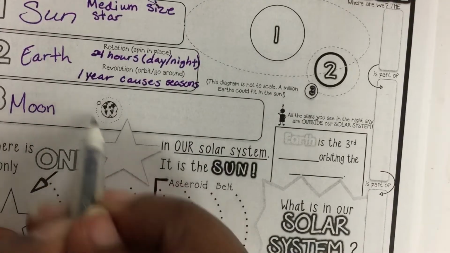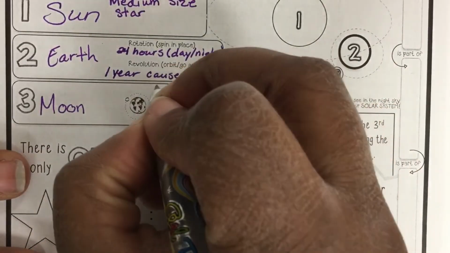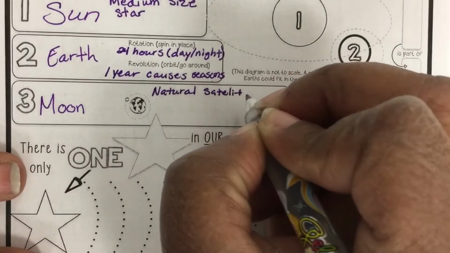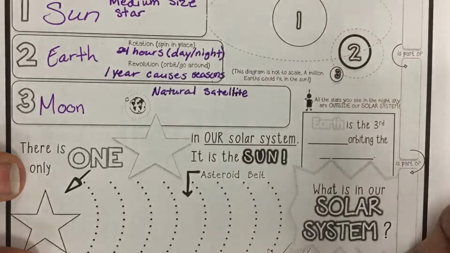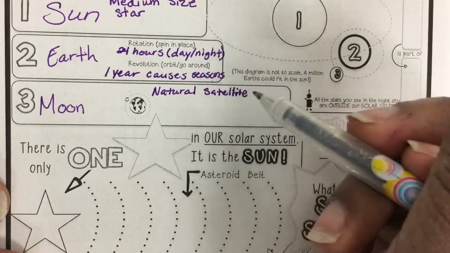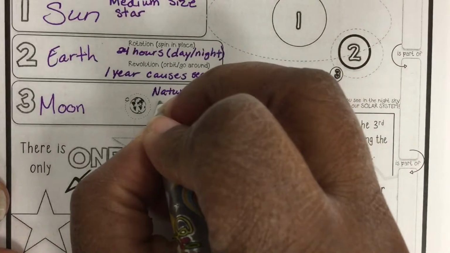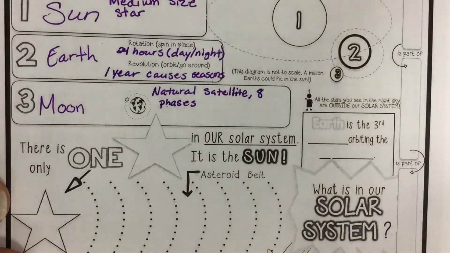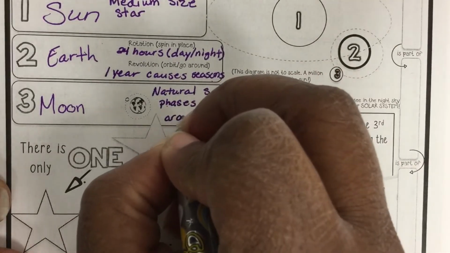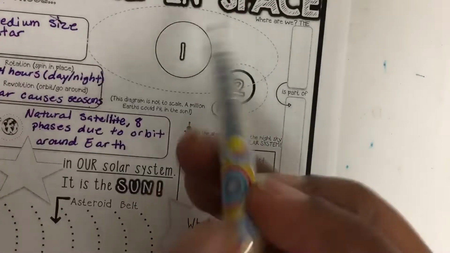Our moon orbits around the Earth. It is the Earth's only natural satellite. This means that it is the only thing that is orbiting the Earth that we did not make. From Earth, we see that the moon has 8 different phases. And this is because of its orbit. You have an example of this here.